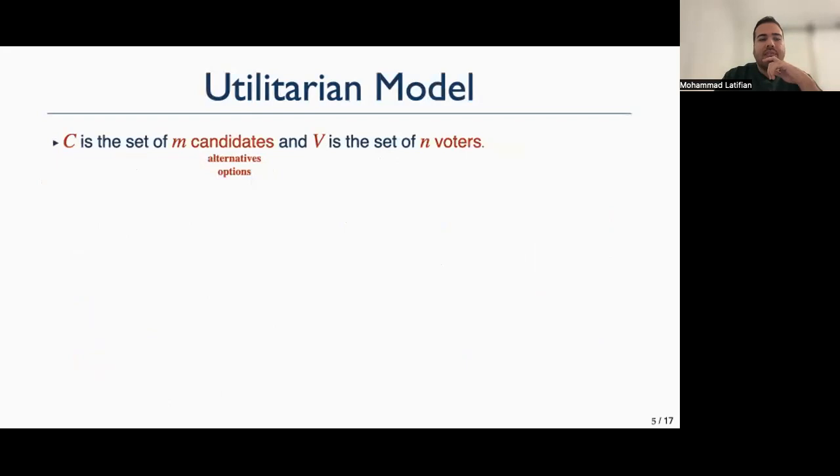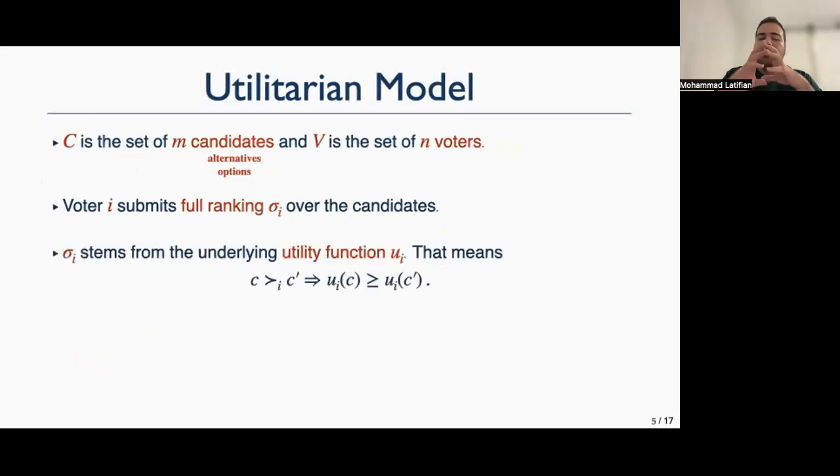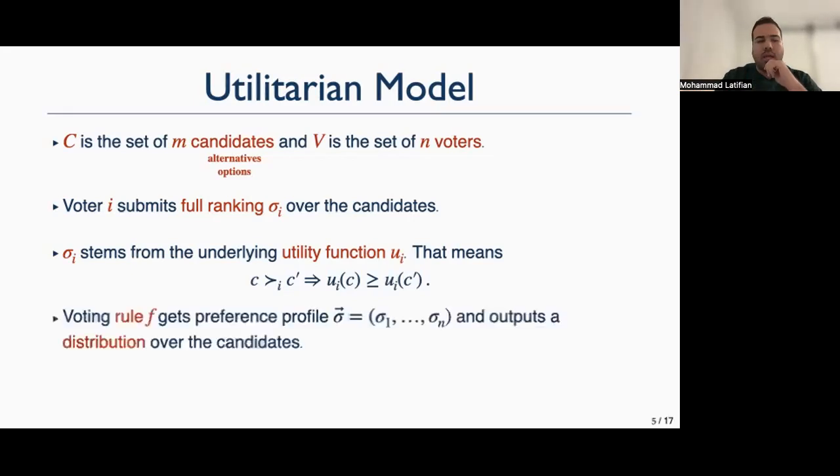Formally, we have set C of m candidates. I might refer to them as options or alternatives, and set V of n voters. Each voter i submits ranking sigma_i over the candidates, and these together form the input. Sigma_i stems from the underlying utility function of voter i. That means candidate c appears above candidate c' in the ranking of voter i if the utility of c is at least as much as the utility of c' for voter i.